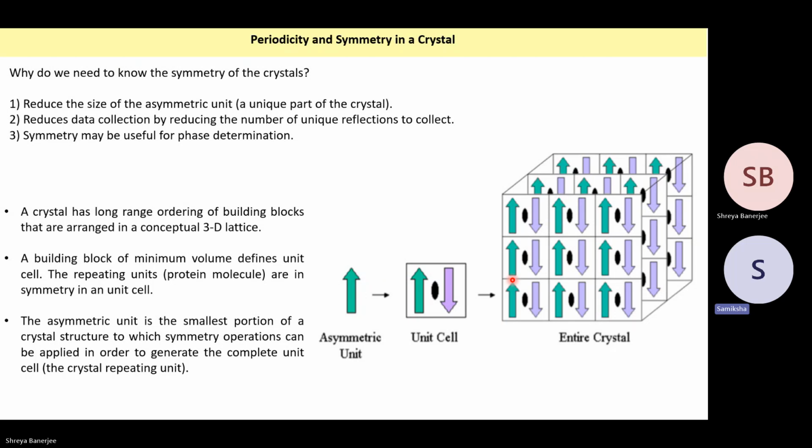And what is said in the third point, the asymmetric unit is the smallest portion of a crystal structure. Ma'am, first it is saying that symmetricity... Your voice is breaking.